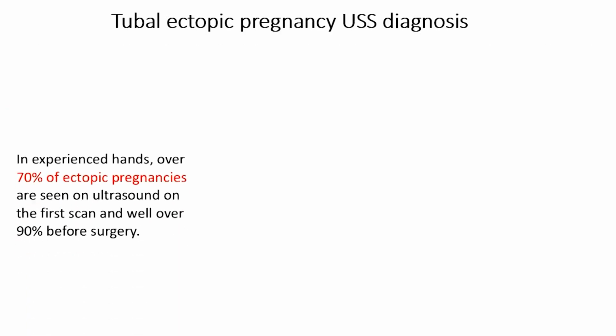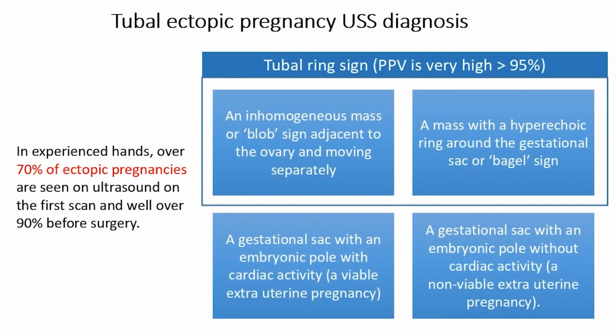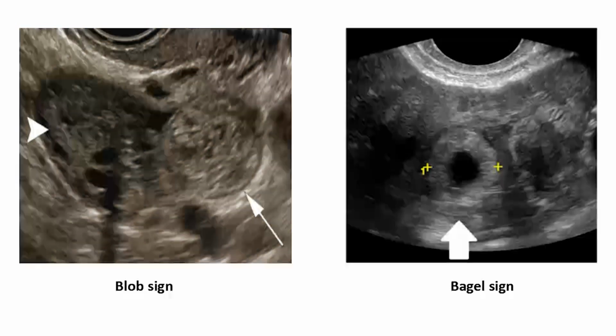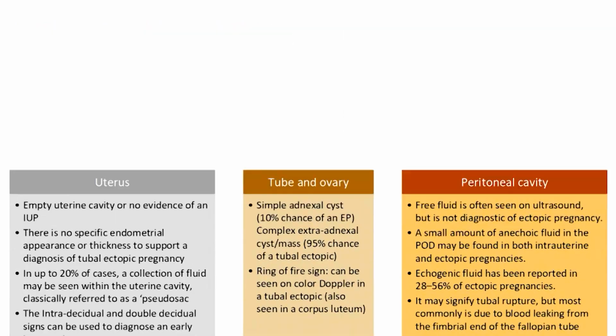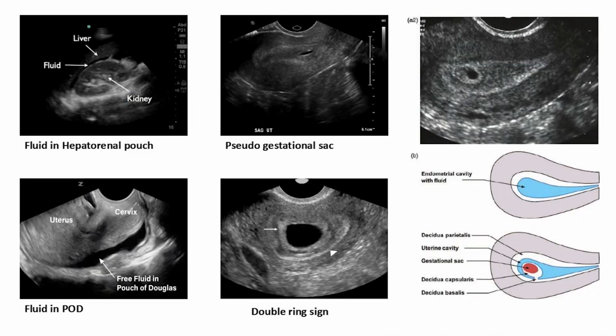In tubal ectopic pregnancy, 30% of ectopic pregnancies are seen on ultrasound scan on their first scan, and well over 90% before surgery. We can identify two signs: the bulb sign and the badger sign in ultrasound scan. In examination of the uterus, tubes, ovary, and peritoneal cavity, we can identify fluid in the hepatorenal pouch, pseudogestational sac, fluid in the POD, and double ring sign.